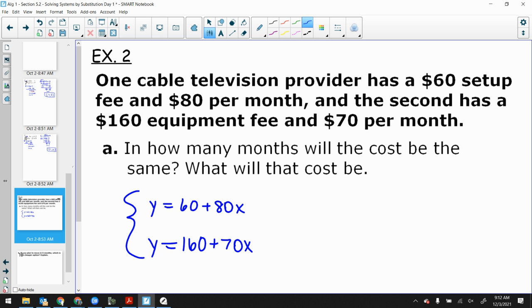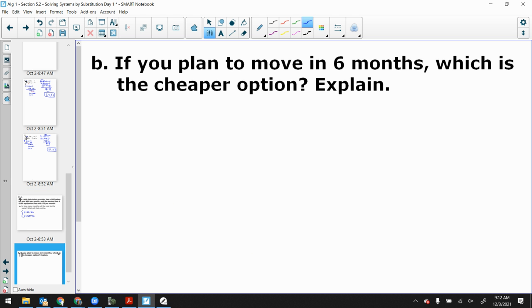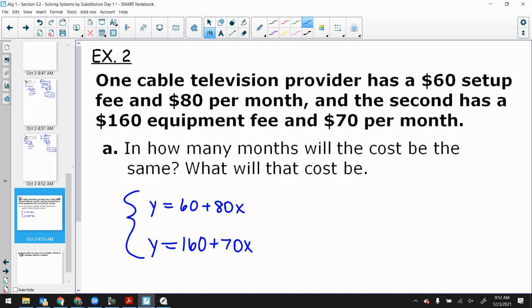So the second company is cheaper per month, but the startup fee is $100 more. That's not good. So if you're going for the long run, go for the second, which is where the second question, part B, will come into play. But let's figure out what that threshold is. At some point, they're going to cost the same amount. Let's see what that threshold is.